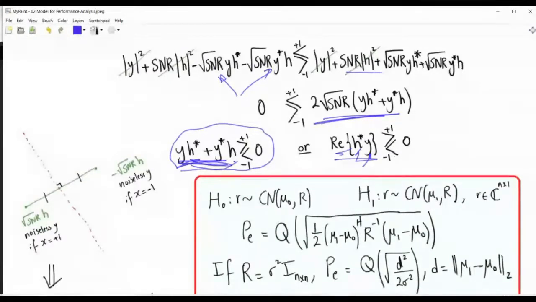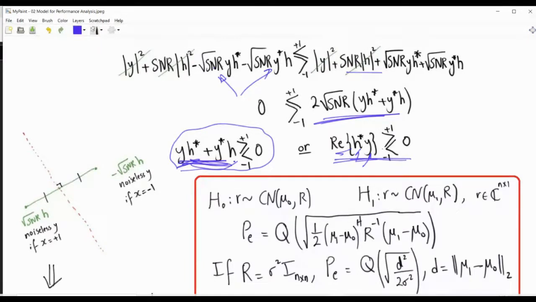But of course, you can make an error. This decision statistic may exceed 0, and you say +1, but actually it may be the case that x is -1, and vice versa. So this decision rule is not guaranteed to make the probability of error 0. This decision rule is guaranteed to yield the minimum average probability of error. Okay, but there is some positive probability of error.